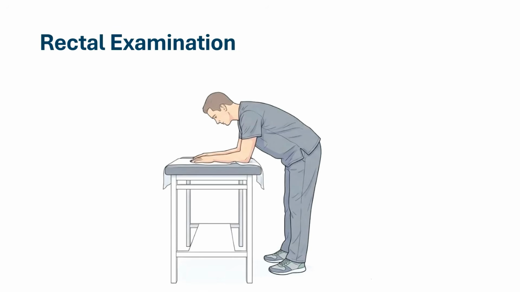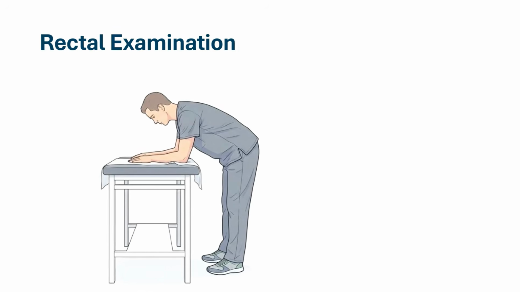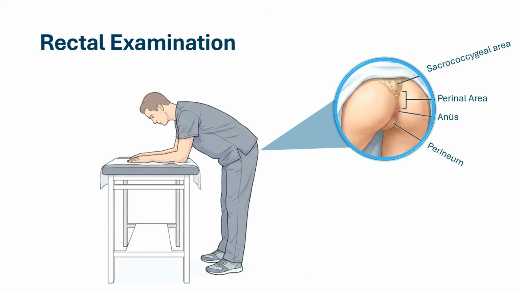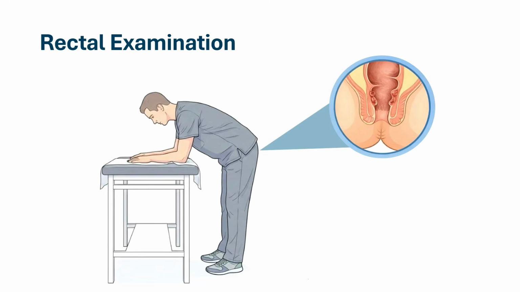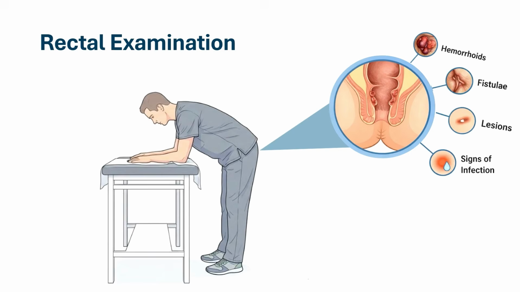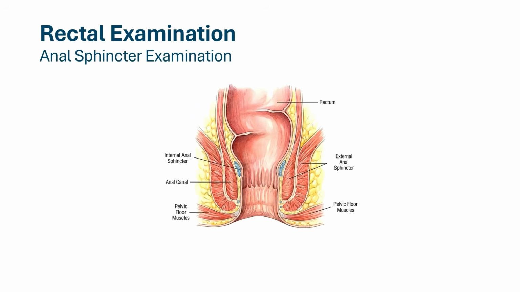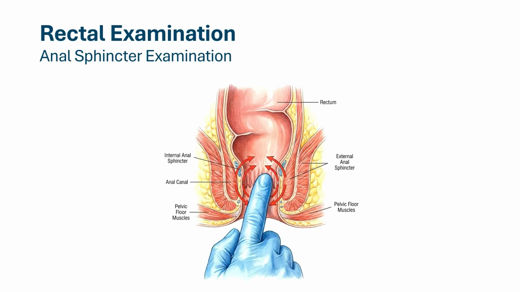The area between the sacrococcygeal region and the perineum should be examined. The sacrococcygeal region should be inspected for fistula and pilonidal sinus. In the perianal region, the following should be assessed: hemorrhoids, fistulae, lesions, signs of infection. Anal sphincter examination: the finger is inserted into the anal sphincter and the patient is asked to squeeze.